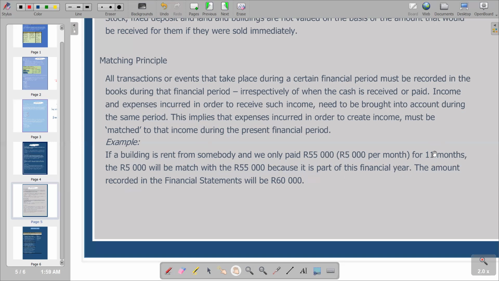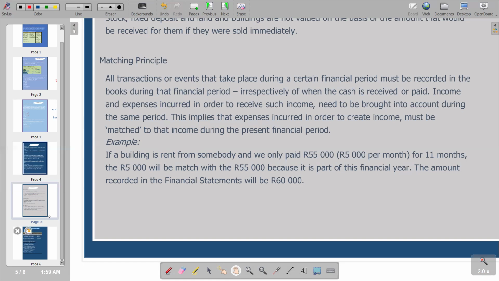Although we paid 11, the extra month should be included in the current financial period, because it belongs to this period. So that's the essence: what belongs to the current period should be recorded in the current period. So the amount recorded in the financial statements will be 60,000. So basically, that's the explanation that we have in terms of the matching principle. And this is the last part of our principles.